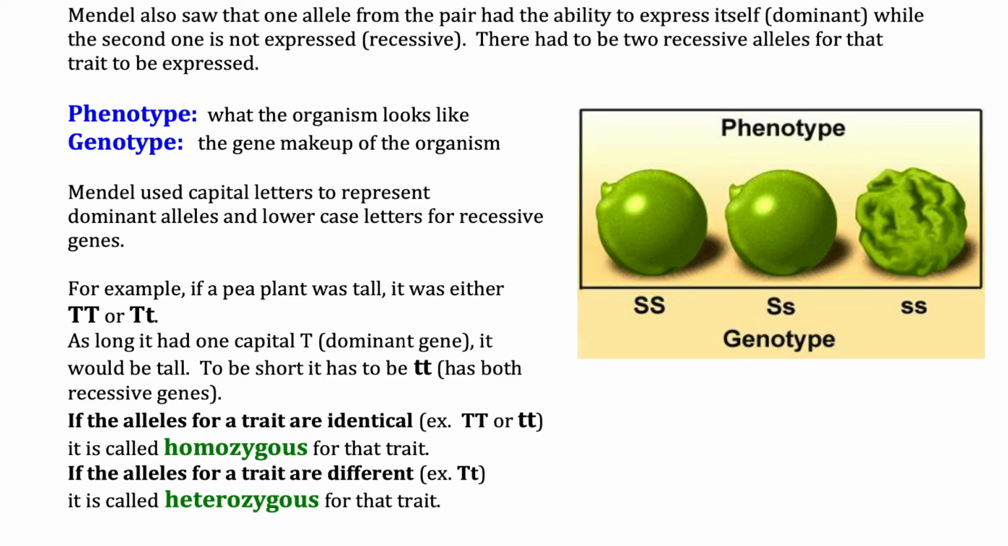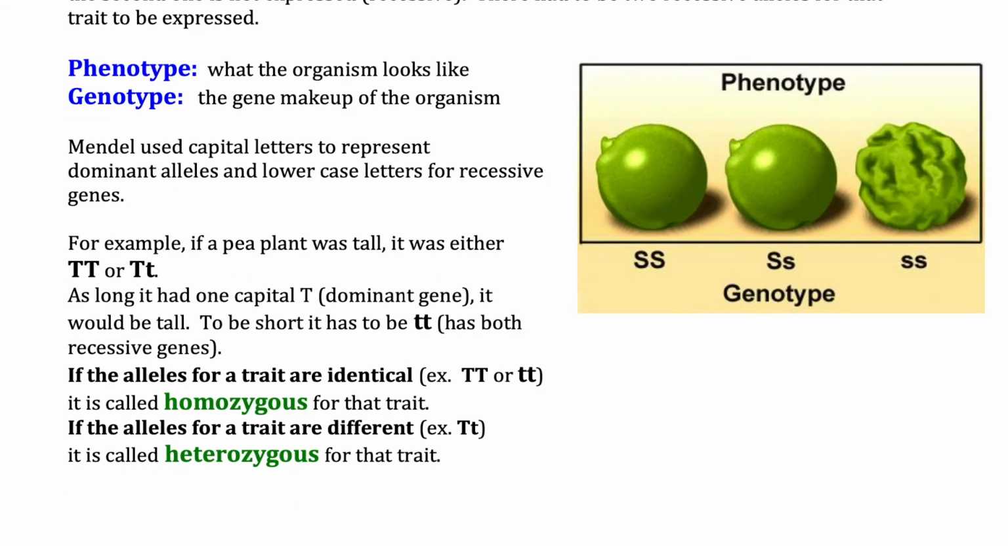If the alleles for a trait are identical, for example, two capital T's or two lowercase t's, it is called homozygous for that trait. If the alleles for a trait are different, for example, capital T, lowercase t, it is heterozygous for that trait. Think about couples. Like if you're homosexual, it's only males, TT, or two lowercase t's, like say the capital T's are gays and the lowercase t's are lesbians, and the heterozygous is like a heterosexual couple. There is a man and a female, a capital T, a lowercase t.